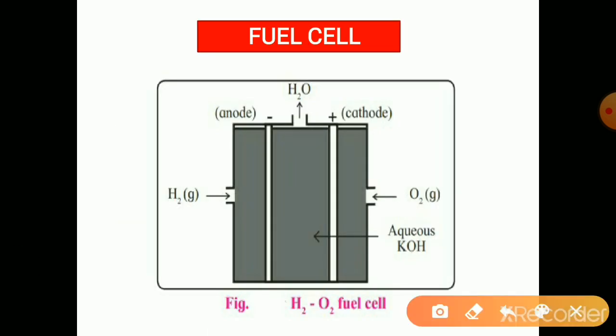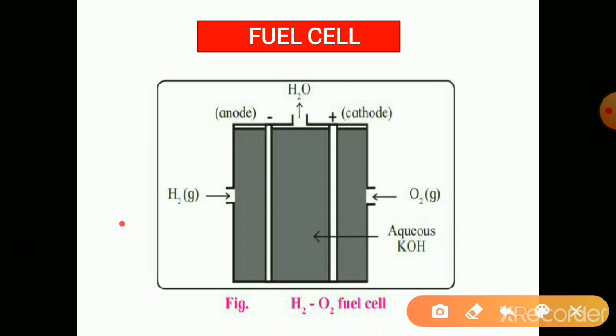Another example of a secondary voltaic cell is the fuel cell. This is a bit advanced and more useful in the future, as it is 70% more efficient than the other secondary voltaic cells, as well as non-pollutant. It is non-pollutant because the sole product obtained is water. Only one product is obtained, that is water. So the fuel cell construction is given in this figure.